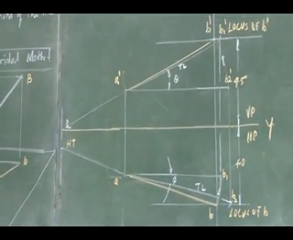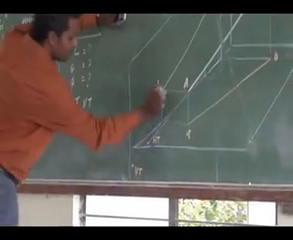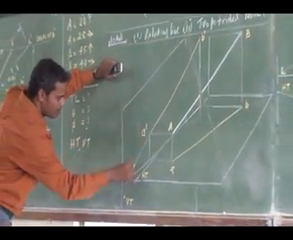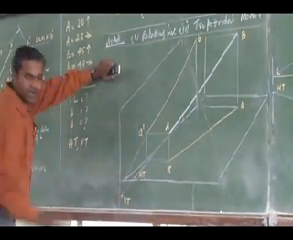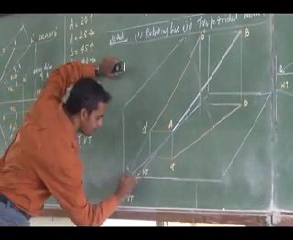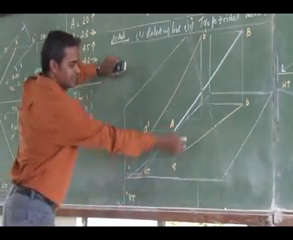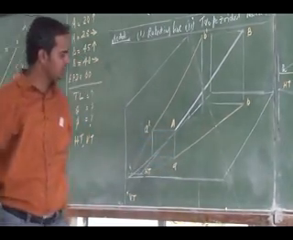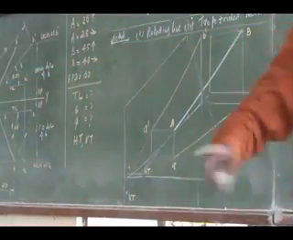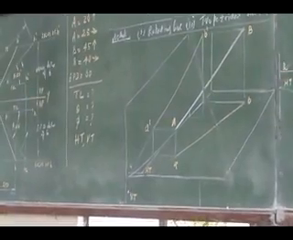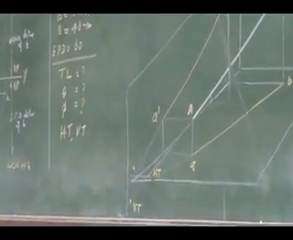You can see here, I am extending the front view. Where it meets the reference line, that is my H. I am drawing the perpendicular. I am extending the top view to where it meets the line I have drawn. That is my horizontal trace. So that is just for explanation. You have to draw it.